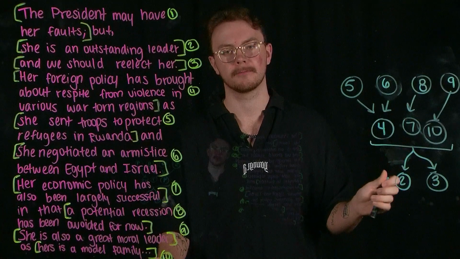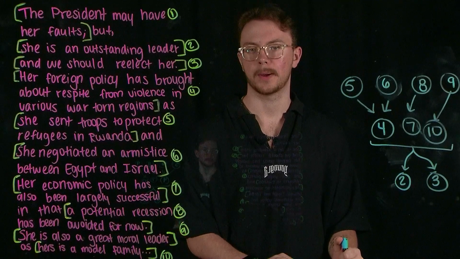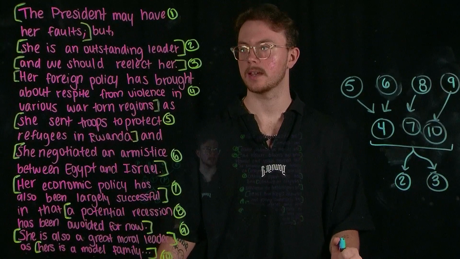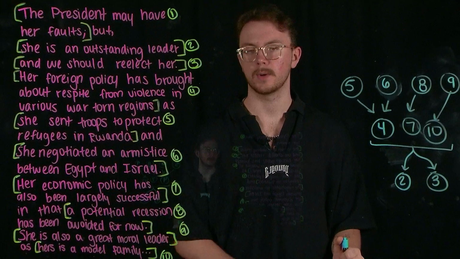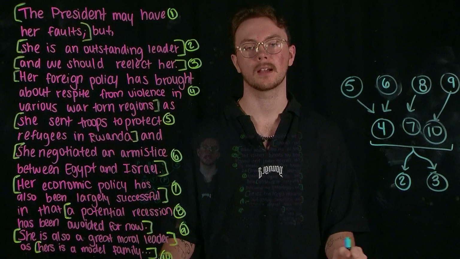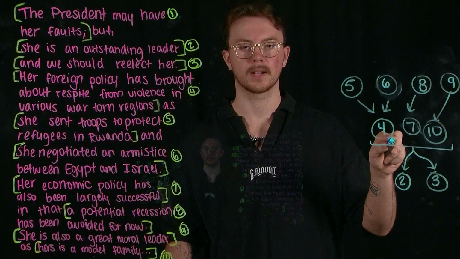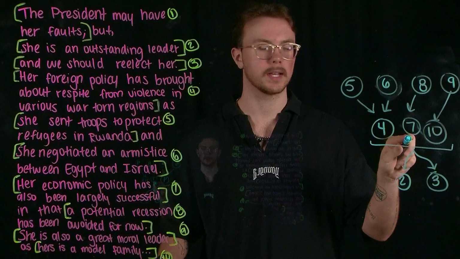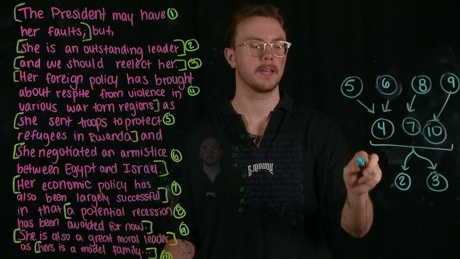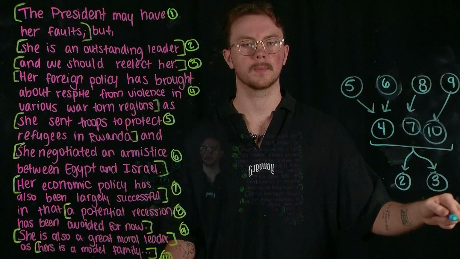But these are conjoint. We don't believe she's an outstanding leader only because her foreign policy has brought about respite. If that was all we believed, then the claim would be she has brought about respite and we should re-elect her. But the idea is she's an outstanding leader. And this person is saying, what makes an outstanding leader? An outstanding leader is someone whose foreign policy brings respite, whose economic policy avoids recession, and who is a great moral leader. All of that together proves an outstanding leader. Alternatively, all of that proves someone who should be re-elected.